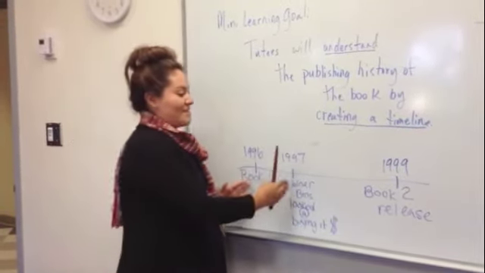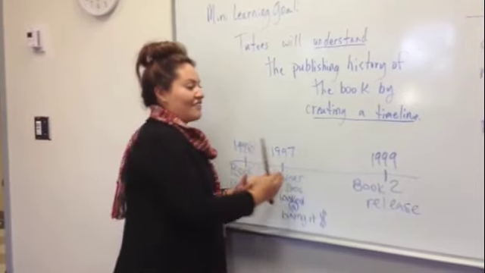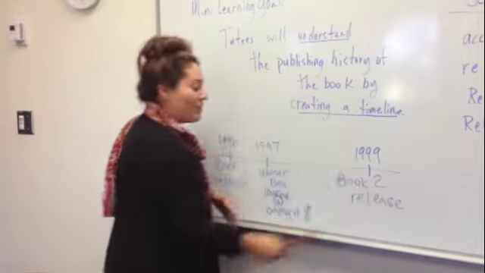With it being spatially correct, so 1996 and 1997 are closer together versus 1999 that's a little spread out.